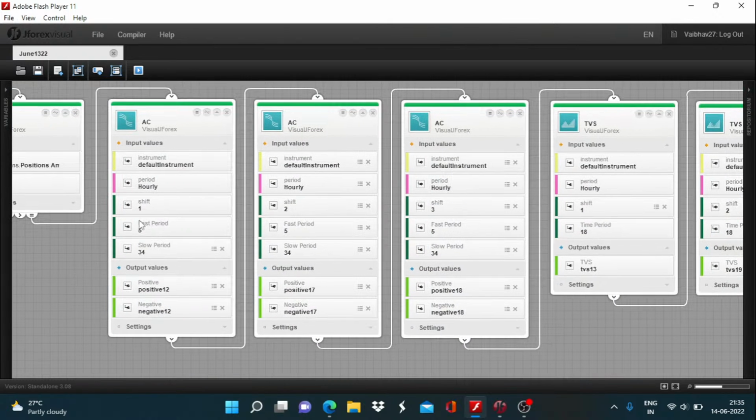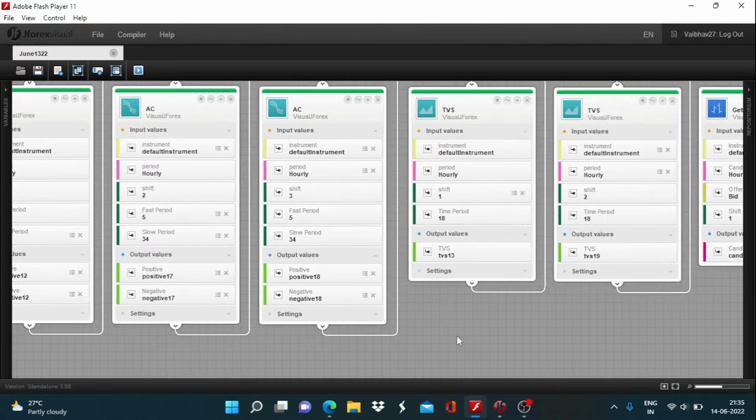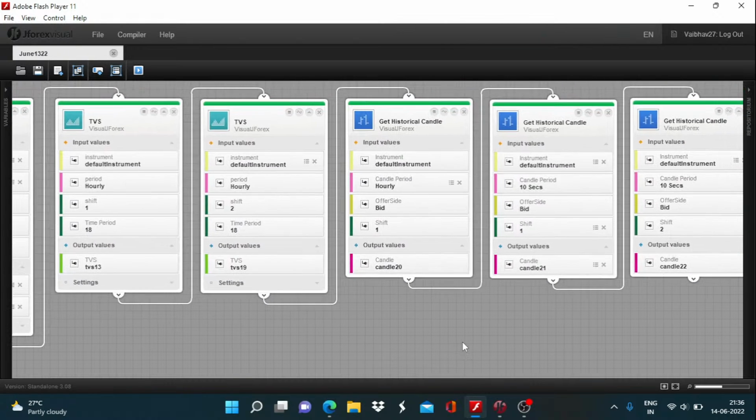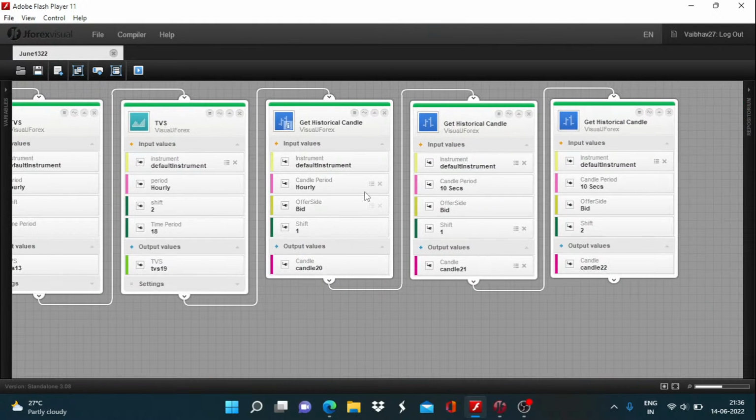I had also added these three acceleration deceleration oscillator blocks with the hourly candle period and the look back period of 1, 2, 3 respectively. And to consider the volume data to define the trend, we have these two time segmented volume indicator blocks with the hourly candle period and the look back period of 1 and 2 respectively. To look at the price volatility, we are also taking the help of these info candles or get historical candle.